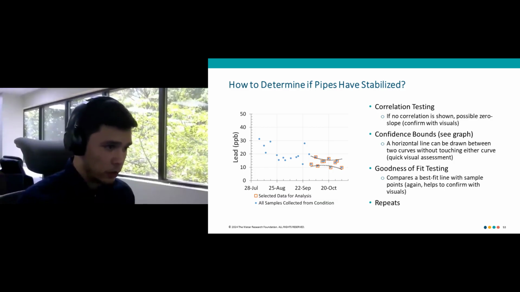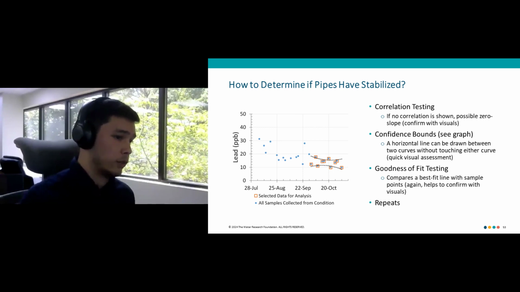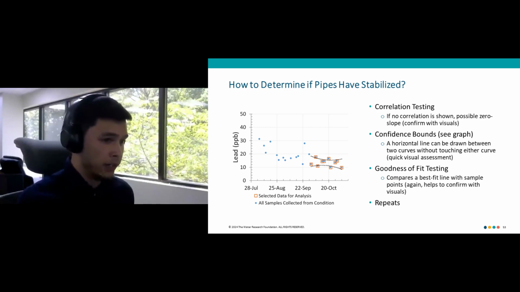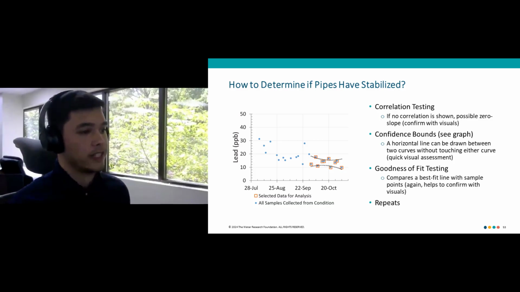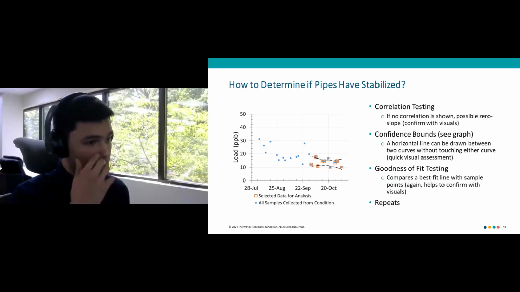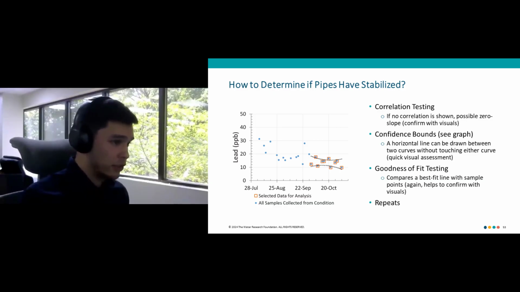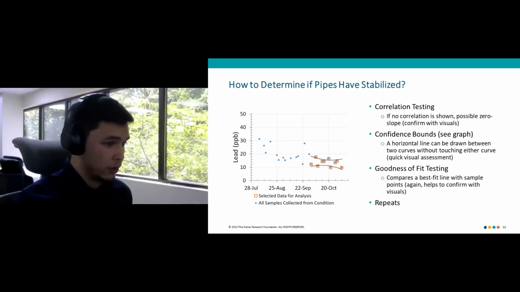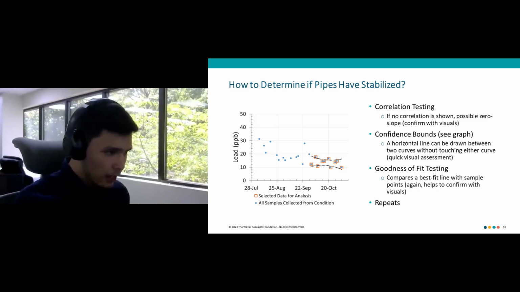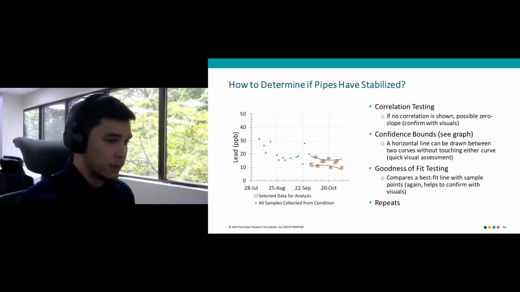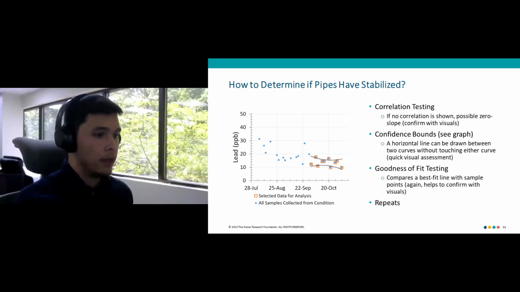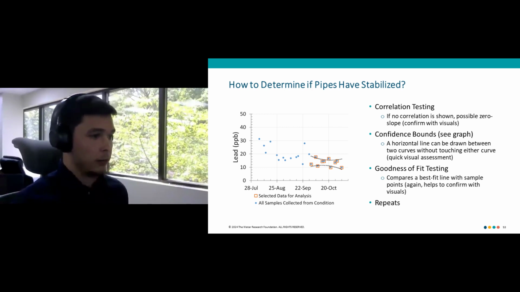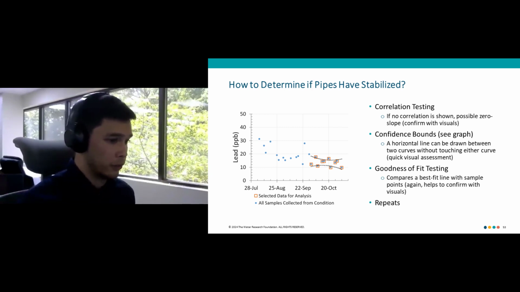Confidence bounds is another interesting one, as unlike the correlation testing, which gives you an actual value you can use with a hypothesis test, confidence bounds are something you can plot onto a graph, which are a visual indication of slope. If I were to draw these two confidence bounds that you see here on the left-hand side of the screen, indicated by the two black dotted curves, and I could draw a horizontal line in between those two dotted curves, that would indicate to me that statistically we have a zero slope. Of course, this requires a visual assessment to do.